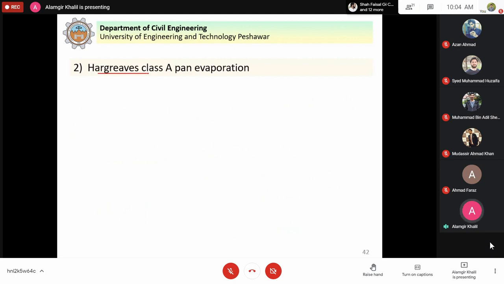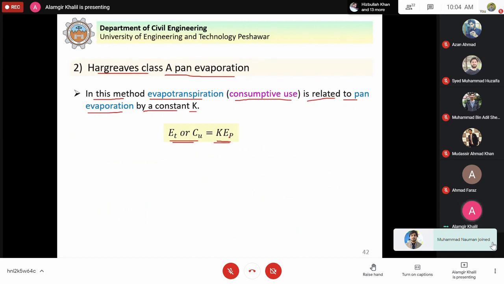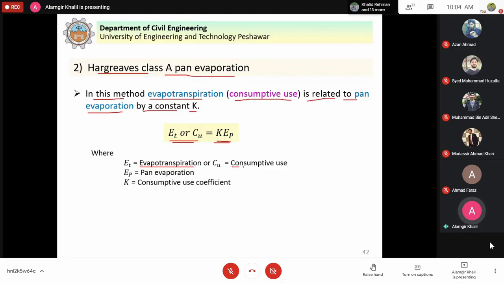The second method is Hargreaves class A pan evaporation. In this method, evapotranspiration, that is consumptive use, is related to pan evaporation by a constant K. Now this is capital K; in the previous equation we used small k. So ET, evapotranspiration or consumptive use, is equal to K times EP, where ET or Cu is the consumptive use, EP is the pan evaporation, and K is the consumptive use coefficient. This is exactly similar to what you studied in hydrology to estimate the evaporation from a water body, where you use Kp, the pan coefficient. Clear? So this is the same concept here.